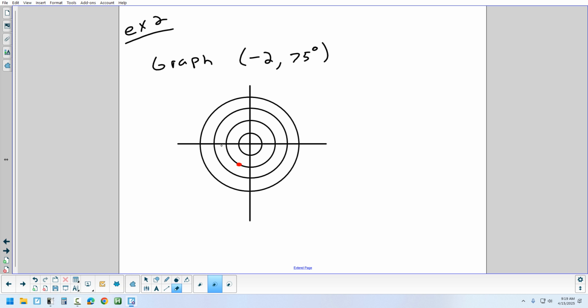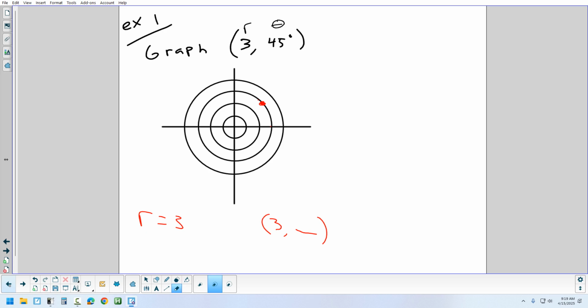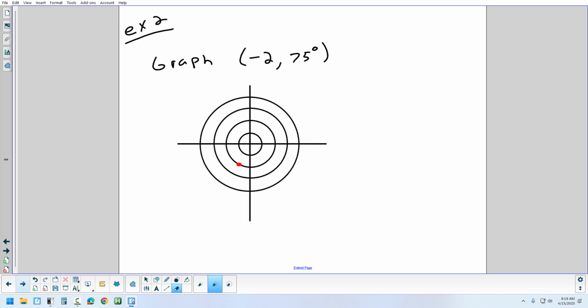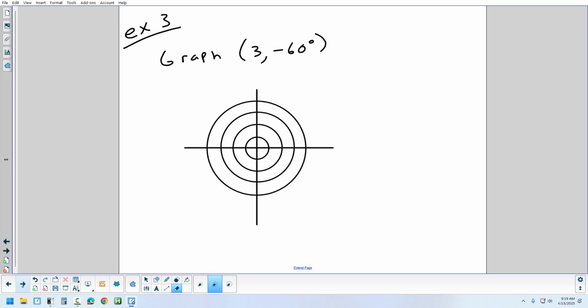Any question on that one? So the first one was a positive radius, positive angle. That was a negative radius, positive angle. Let's try positive radius, negative angle. Okay. So what's my first step on this one?